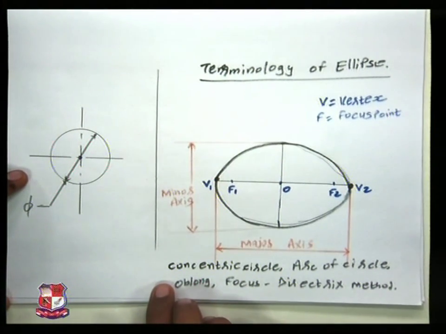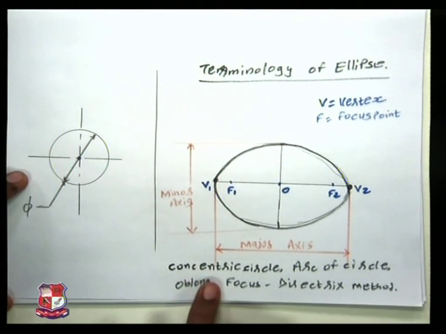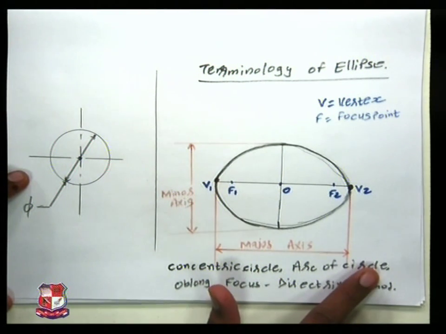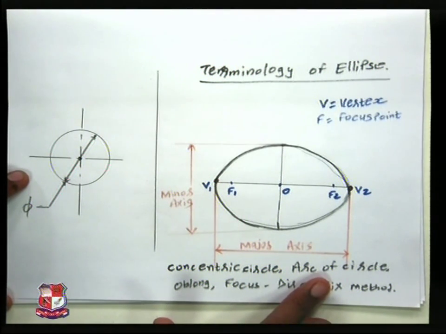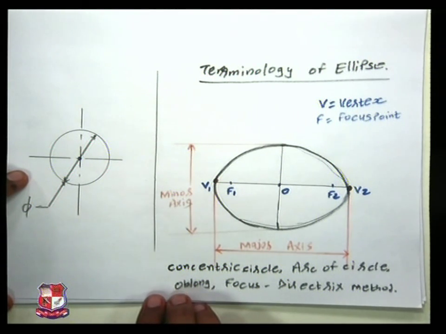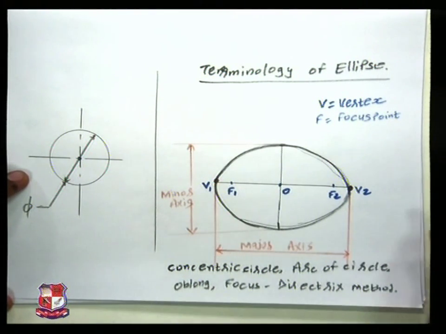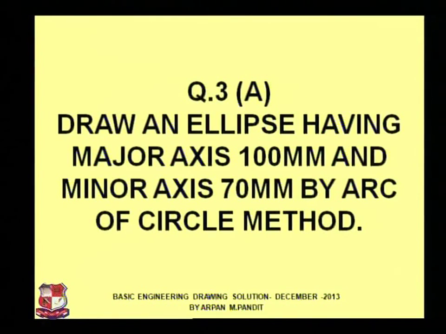Now, what are the methods by which we can draw an ellipse? They are the concentric circle method, arc of circle method, oblong method, and focus directrix method. These are the four methods using which we can draw the ellipse. Now let's look at the question for which we were stuck. We need to draw an ellipse having major axis 100 mm and minor axis 70 mm using the arc of circle method.